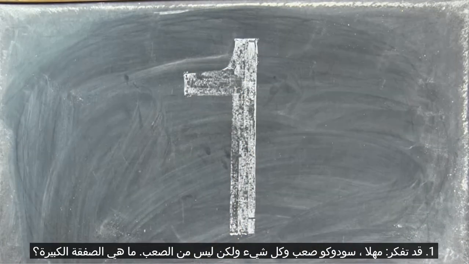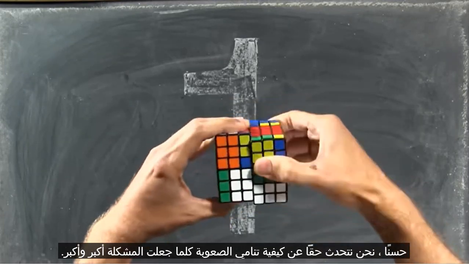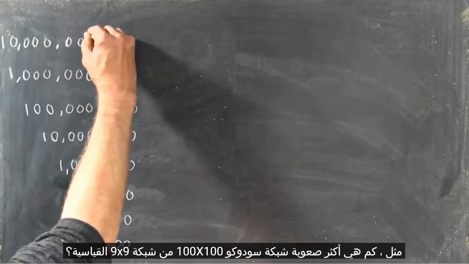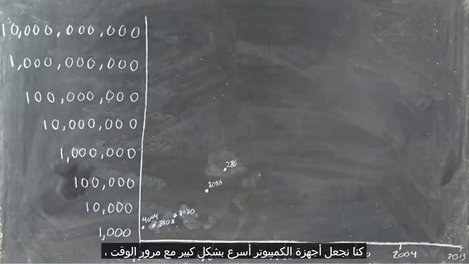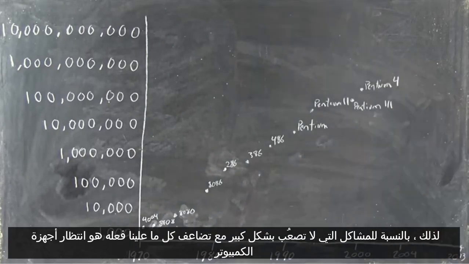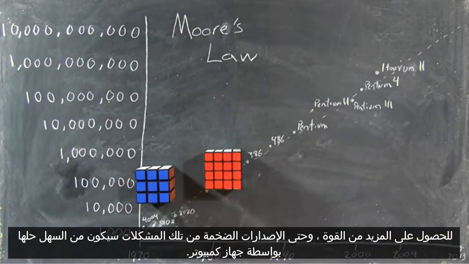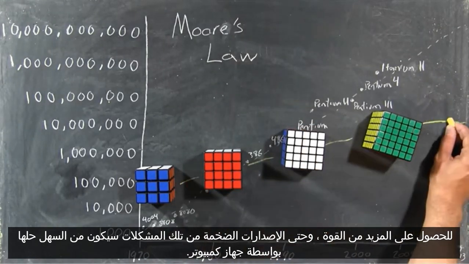1, you might be thinking, hey, Sudoku is tough and all, but it's not that hard. What's the big deal? Well, we're really talking about how the difficulty scales up as you make the problem bigger and bigger. Like, how much harder is a 100 by 100 Sudoku grid than a standard 9 by 9 grid? We've been making computers exponentially faster as time goes on, so for problems that don't get exponentially harder as they get bigger, all we have to do is wait for computers to get more powerful, and then even huge versions of those problems will be easy to solve by computer.